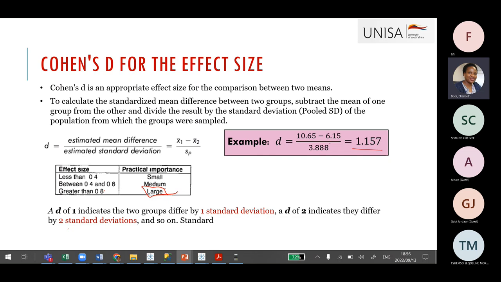If you calculated d and the answer was 0.3, 0.3 is less than 0.4, therefore it has a small effect, or a small practical importance. That's how you will make a decision based on that.